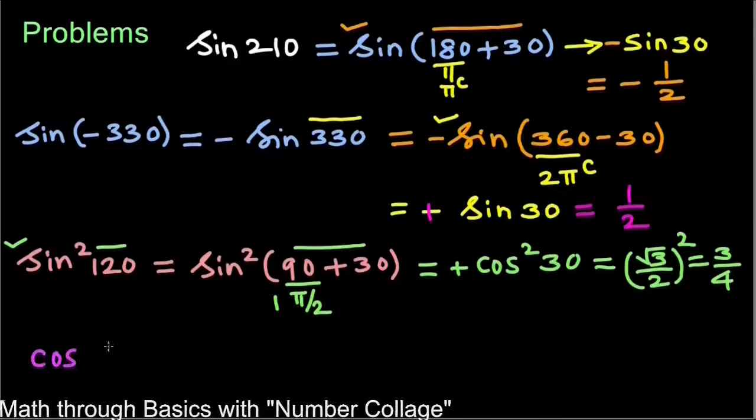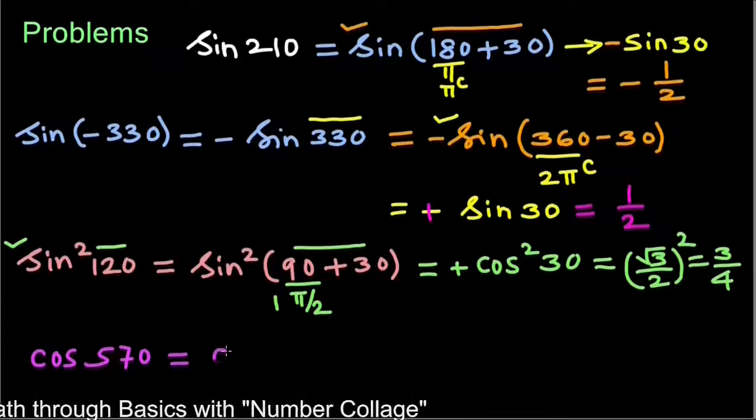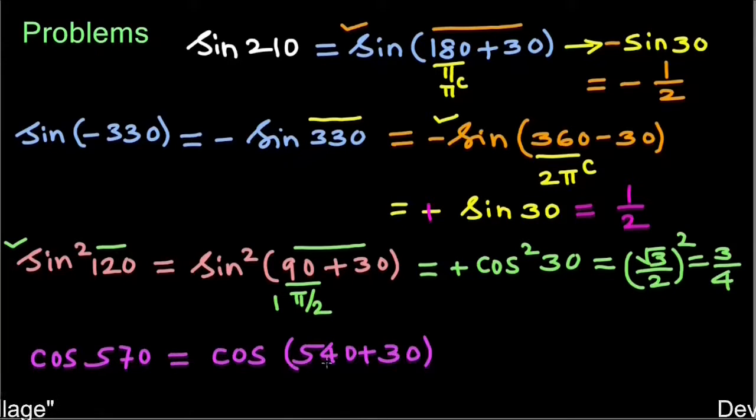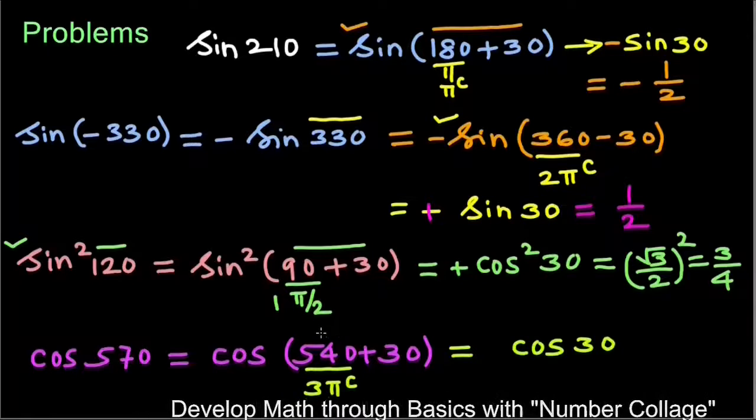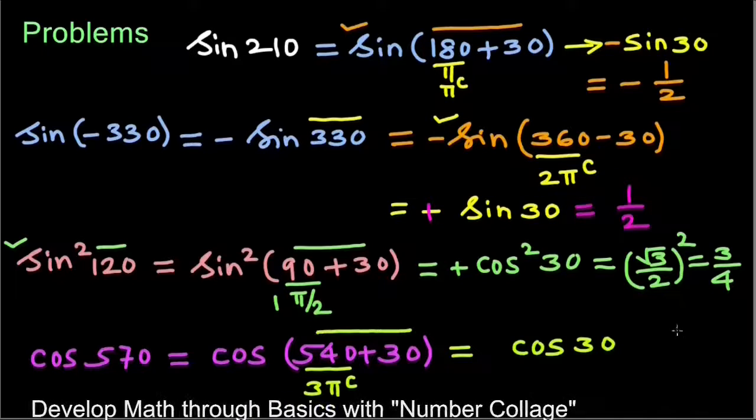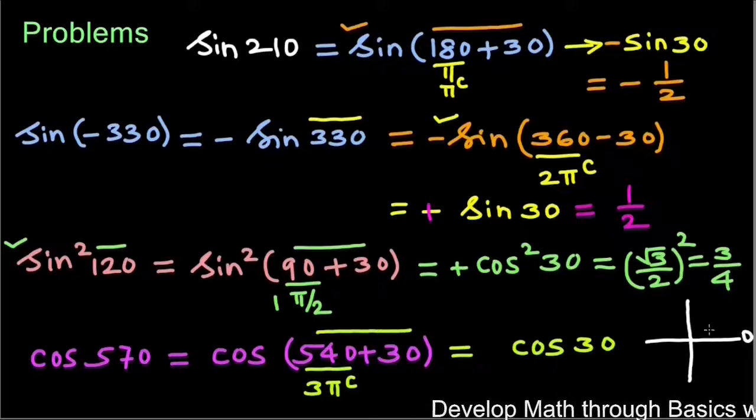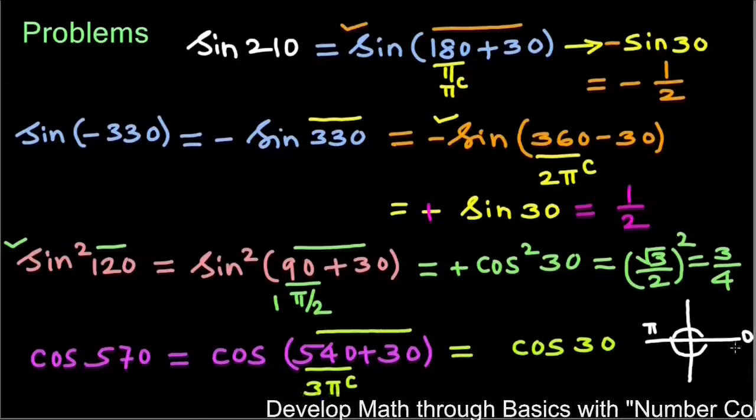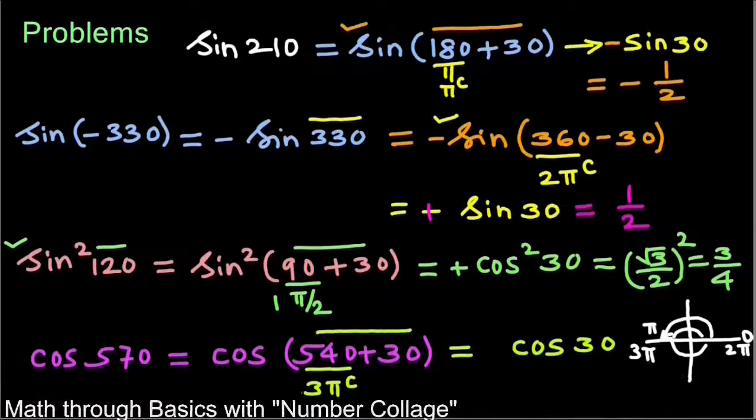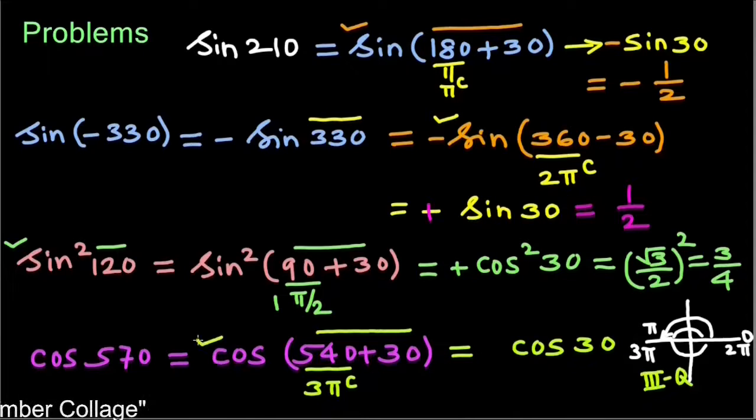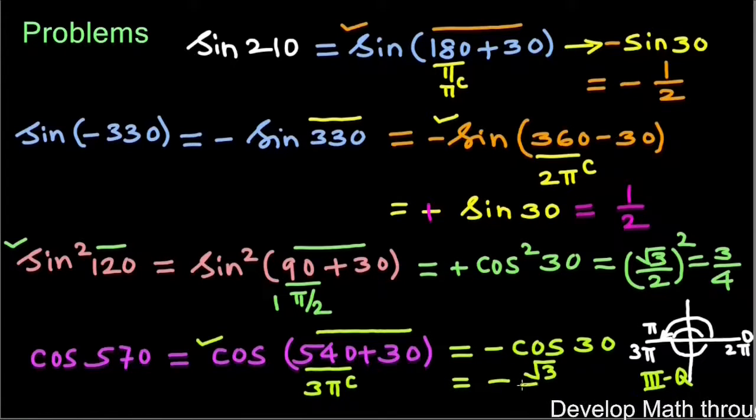What will be cos of 570? It will be cos of 540 plus 30. But this 540 is nothing but 3 pi radians. Therefore, this will be cos of 3 pi plus 30. But where does this angle lie? It will be 0, then pi, then 2 pi, and back again to 3 pi plus 30. So that will be the third quadrant in which cos is negative. So this will be minus cos 30. Cos 30 is root 3 by 2. So it will be minus root 3 by 2.